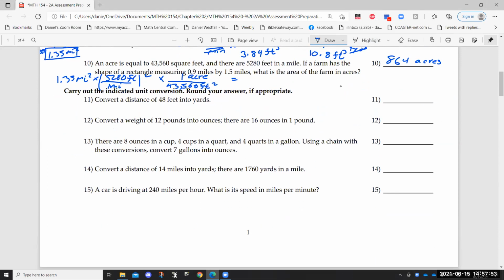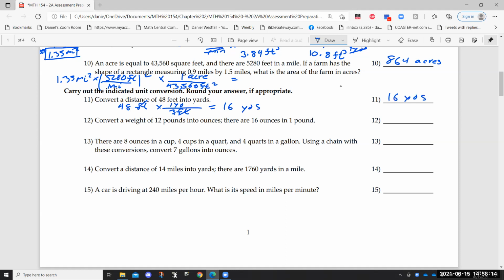Convert a distance of 48 feet to yards. So 48 feet, 1 yard. It's going to be 3 feet. Feet cancel, 3 goes into 48 16 times.